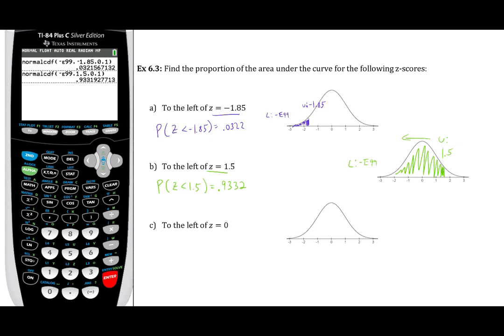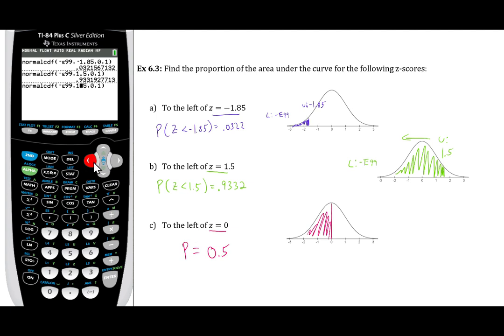Now the third example says to find the area to the left of a z-score of 0. Well, this should be pretty straightforward because since the graph is symmetric, the probability should be 0.5. Half the graph is to the left of the mean, half the graph is to the right of the mean. We'll just use the calculator really quickly just to make sure.